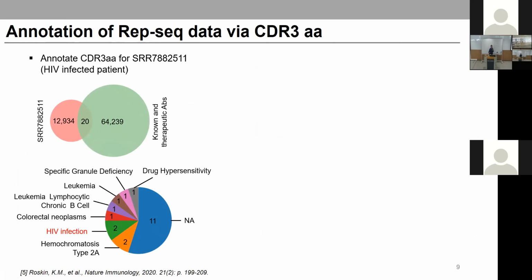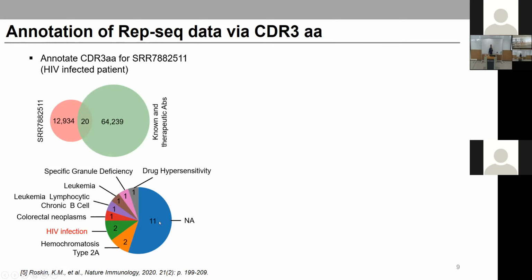As we mentioned before, because we collected all the known antibodies and therapeutic antibodies, for each Rep-seq data set we can annotate the CDR3s. Whenever you have a CDR3 matching an antibody of known antigen or disease association, we can annotate it. For example, we take Roskin's data, SRR, this one, and perform the Rep-seq data analysis, and we got 20 antibodies overlapping with the known antibodies and therapeutic antibodies.